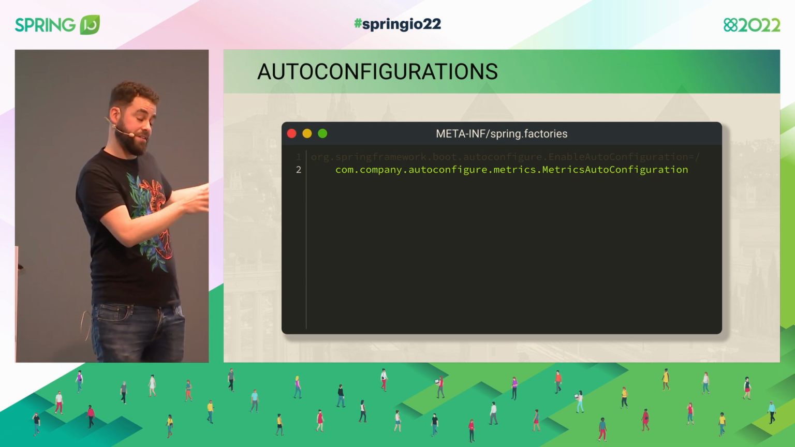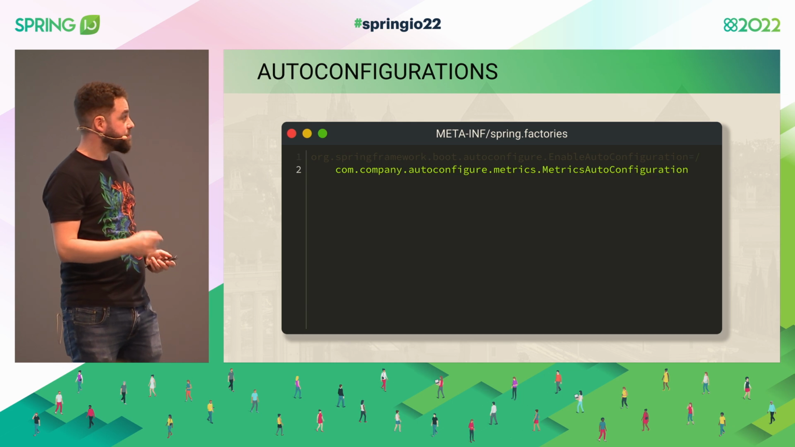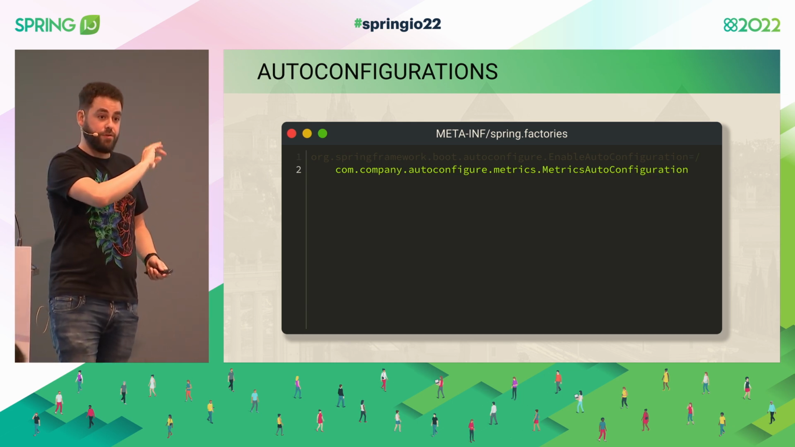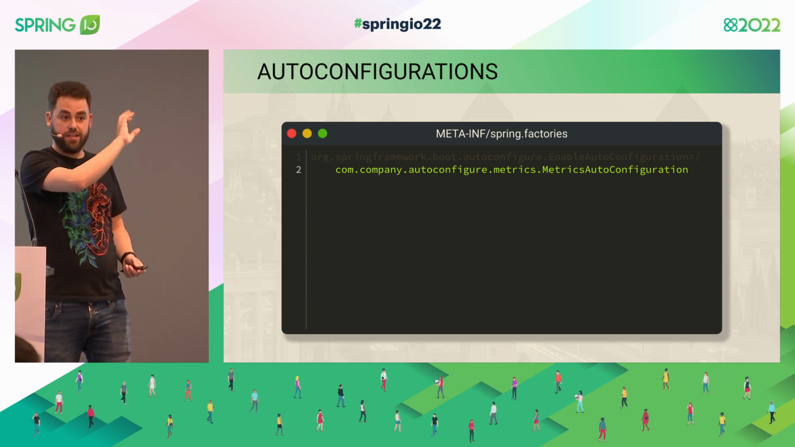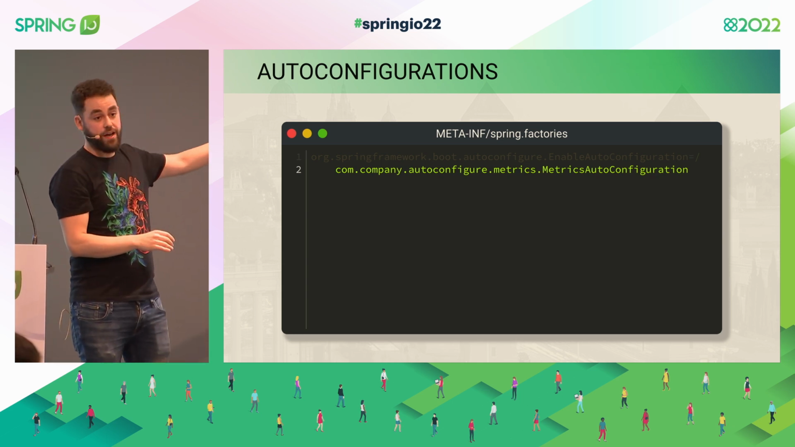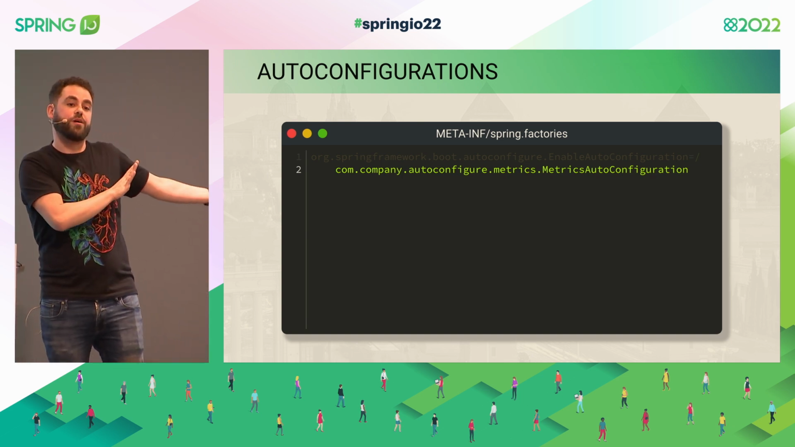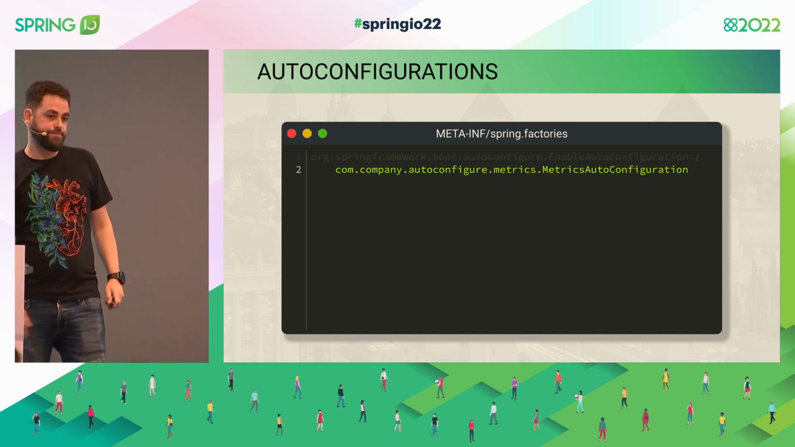Just as a side note, I didn't have time to adapt the slides, but from Spring Boot 2.7, instead of this two-step, we can just replace @Configuration with @AutoConfiguration, and we don't need this file. So automatically, just by doing @AutoConfiguration, the configuration will become automatically viable.